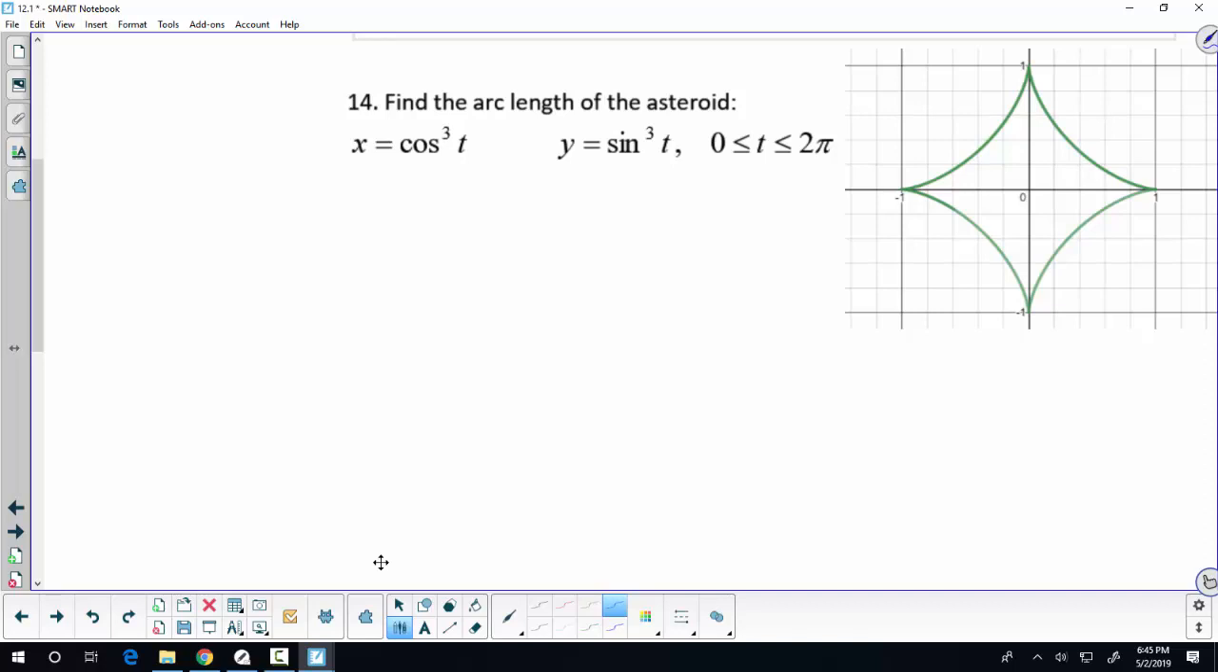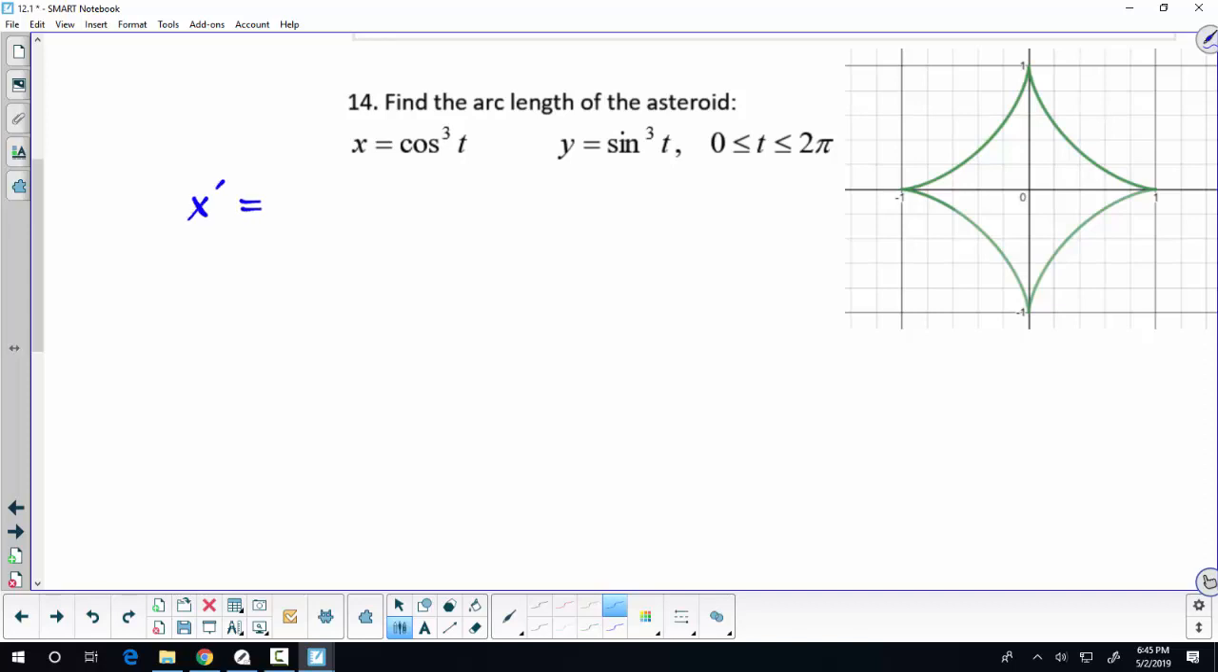Would it matter? We would just plug and chug with what we got. So we need to find x prime and y prime and then square them, add them together, and take their square root. It doesn't matter how you do all that. We can do all that individually if we want to.